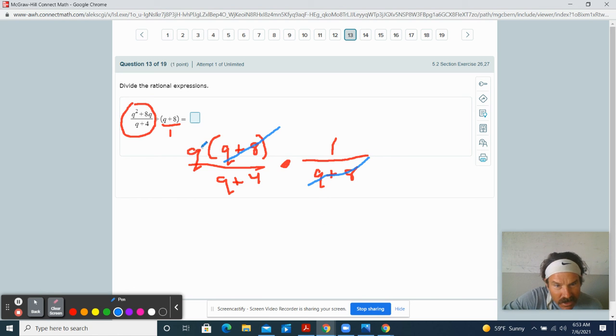And here's a question. Does this q outside cancel with this q down low? They look the same. That q looks like that q right there. But no, it doesn't cancel because this is attached, right?